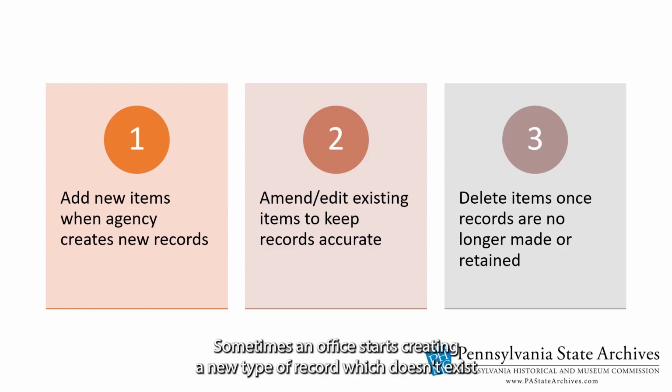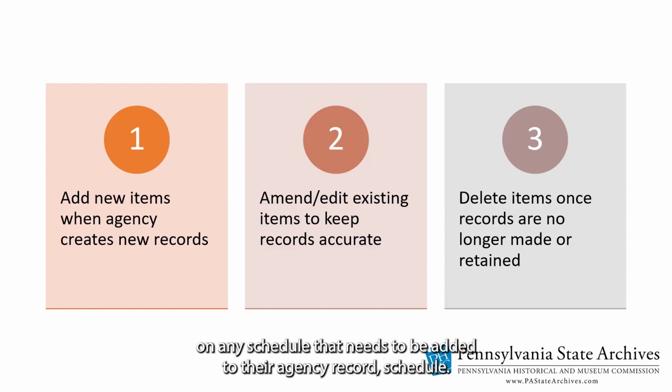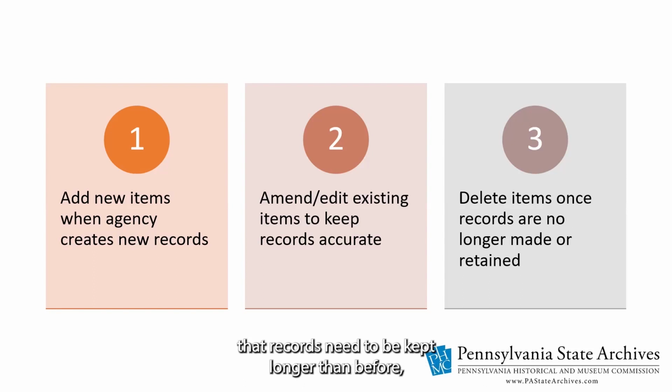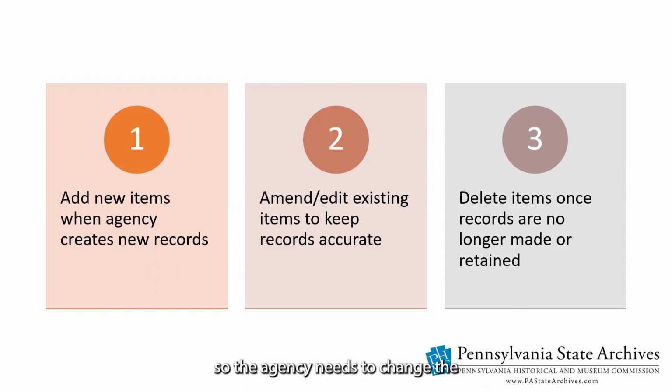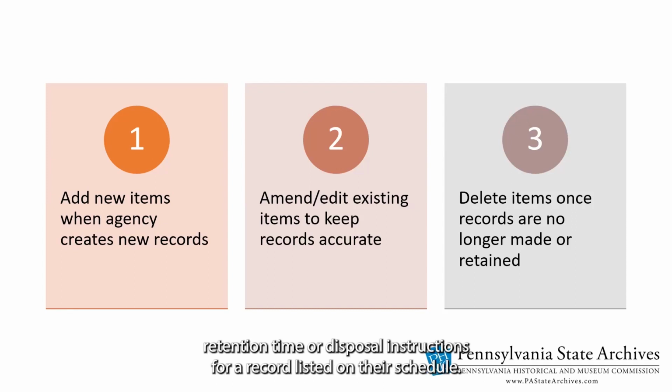Sometimes an office starts creating a new type of record which doesn't exist on any schedule. That needs to be added to their agency record schedule. Sometimes a new policy or federal requirement requires that records need to be kept longer than before, so the agency needs to change the retention time or disposal instructions for a record listed on their schedule. Sometimes a program ends or is transferred to another agency. In those cases, you'll need to remove a record from the schedule because it's no longer your agency's responsibility.